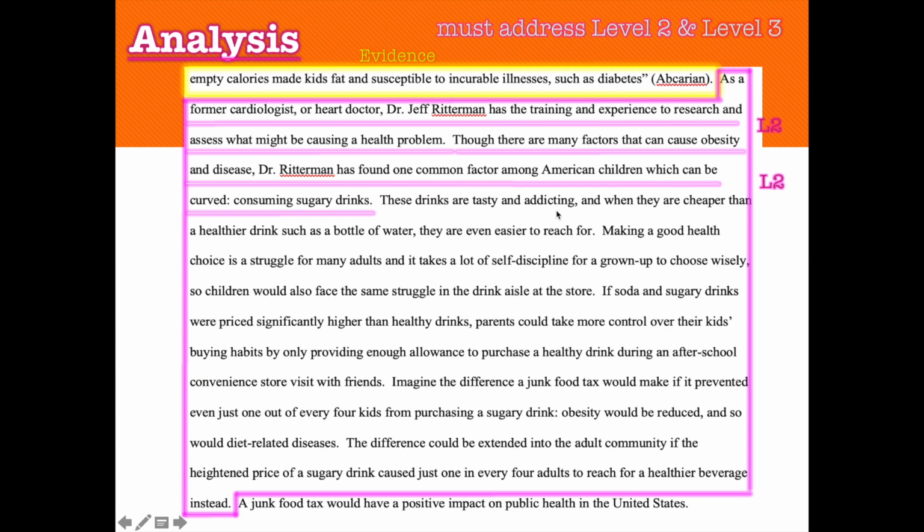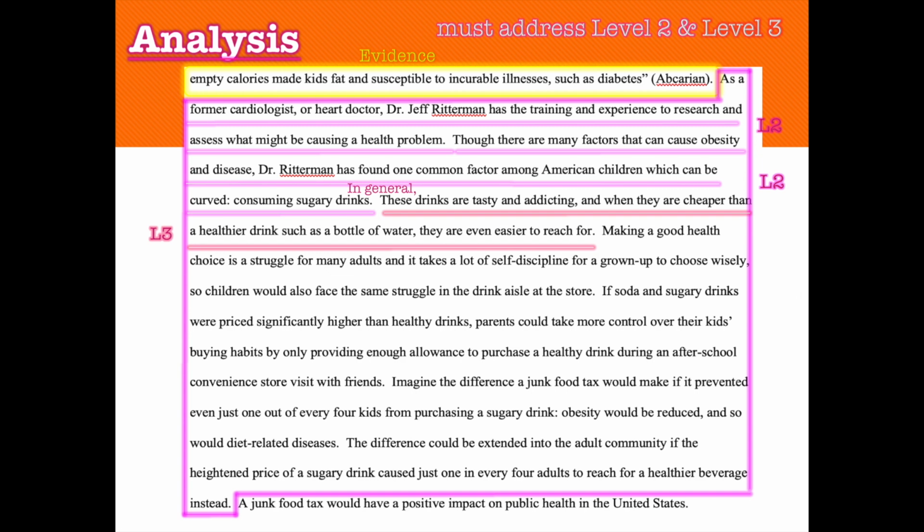Next sentence: these drinks are tasty and addicting. Oh boy, do I know. I grew up drinking a lot of soda. I loved soda when I was a kid. And when they are cheaper than a healthier drink, such as a bottle of water, they are even easier to reach for. Remember in my previous video, if I can start a sentence with "in general," it's probably a level 3, and this sentence can be started with "in general." In general, these drinks are tasty and addicting. I'm speaking universally. And how many of you actually said to yourself, yeah, I love soda, or I used to love soda. It took me a lot to cut soda out of my diet. So I certainly can agree with this, and I know a lot of people can. And so I'm speaking to level 3 because I'm speaking universally. This is true for all of us.